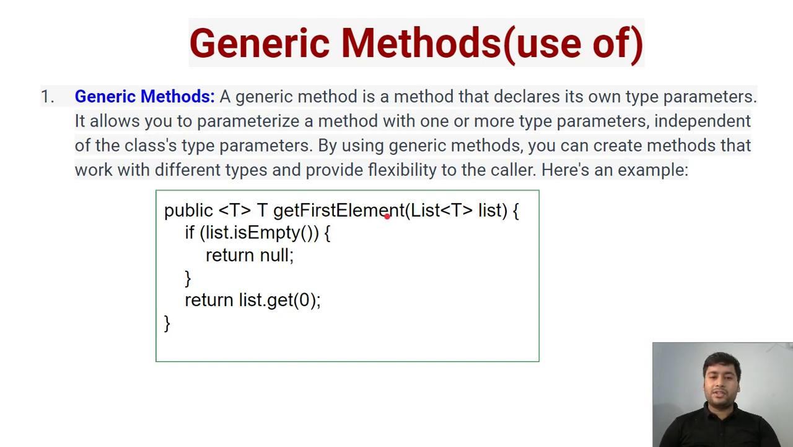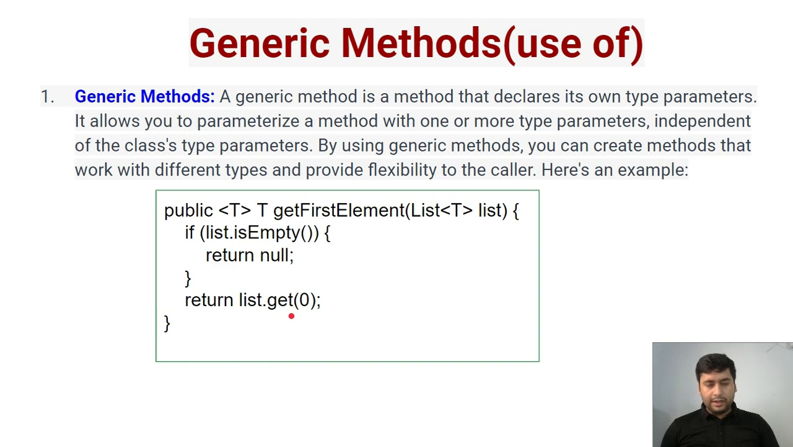And getFirstElement takes a List<T>. Here you can reuse it: sometimes you can send a list of Integer, sometimes a list of Float, Double or Boolean. It will support all of them because this is a list of T. T represents generic, so any type of data you can send here. If list.isEmpty() it will return null, otherwise it will get the data at index 0 and print it. So this is what we have to understand, and how it will work.